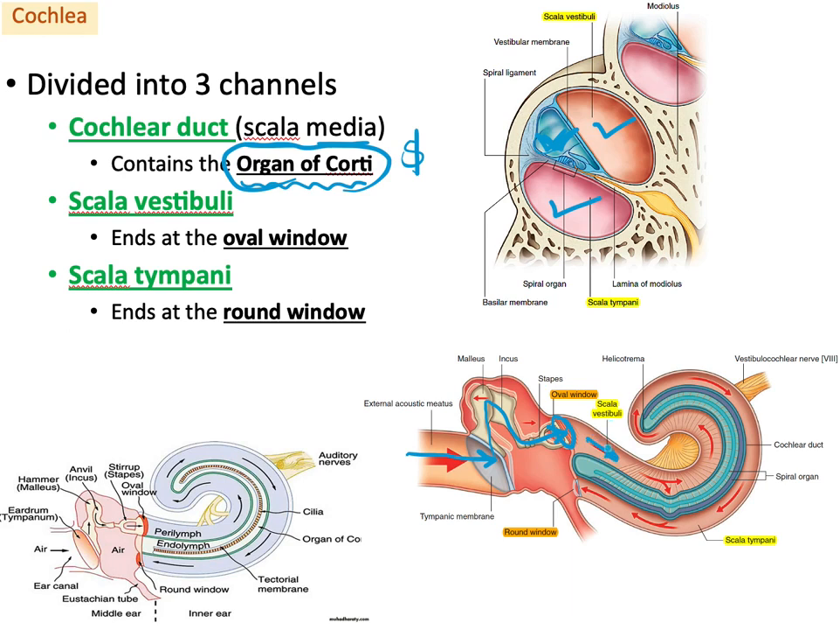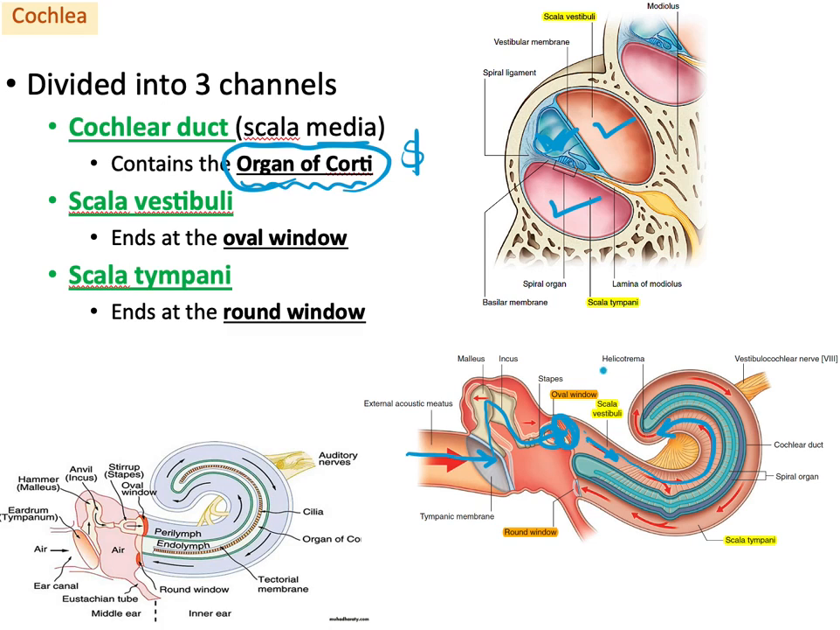Anyway, the scala vestibuli, the channel located here in the cochlea, ends at the oval window. This is the oval window that is closed by stapes, right? So this is scala vestibuli. Then at the end, there is a turn. The vibration moves there and moves the perilymph and so forth.